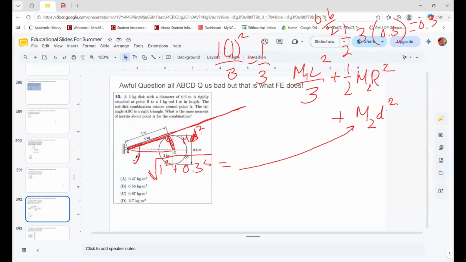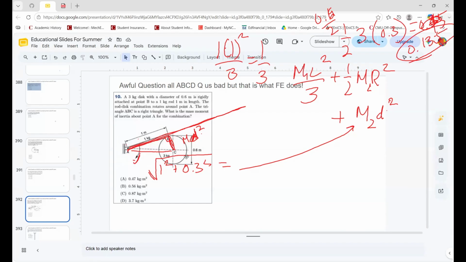Okay, so let's grab your calculator. 3 divided by 2 equals 0.45. That's about right because 0.9 divided by 2 is 0.45. Anyways, 0.45, I think that is what I got, right? Oh no, I forgot the square. Sorry. This is actually 0.135. That's what I get.